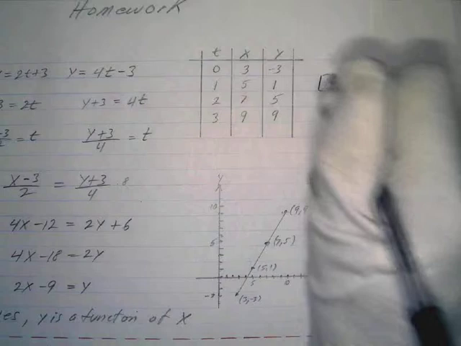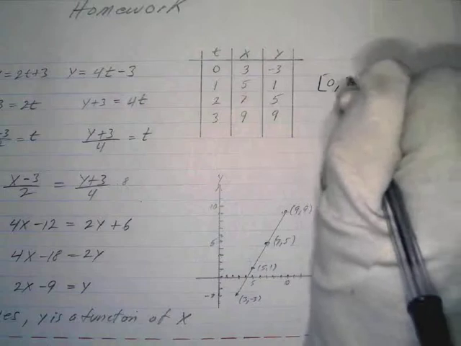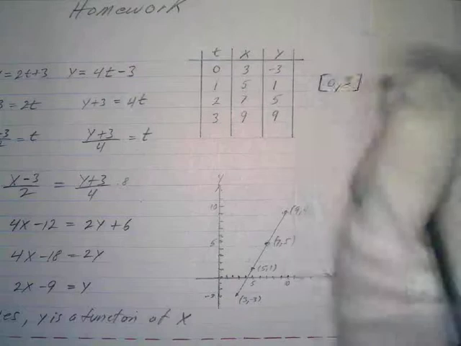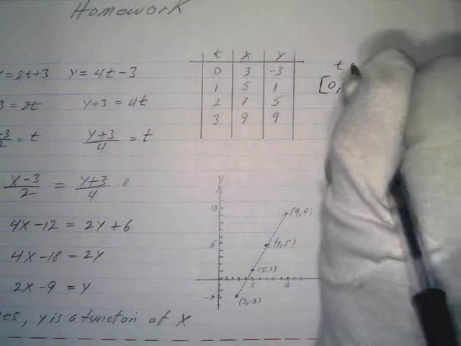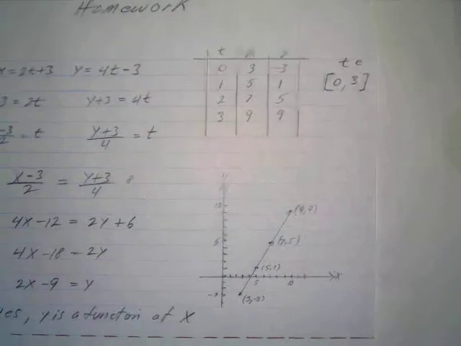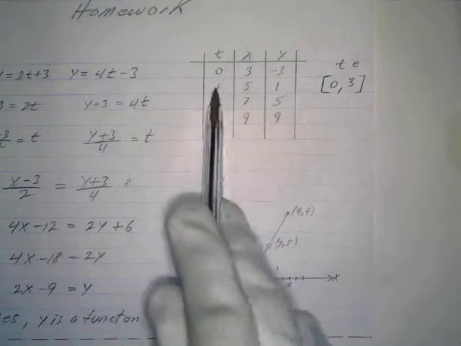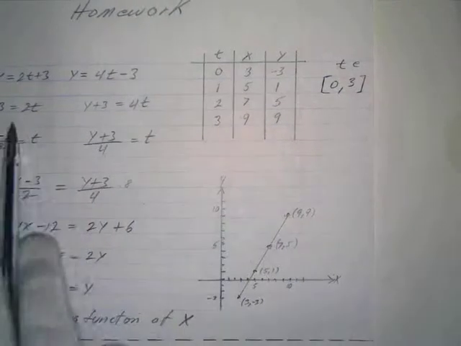Let's just say that the domain was from 0 to 3, and that was t. t belongs to this domain 0 to 3. That was given, so that's why I just tried values at 0, 1, 2, and 3. And then I just graphed it.